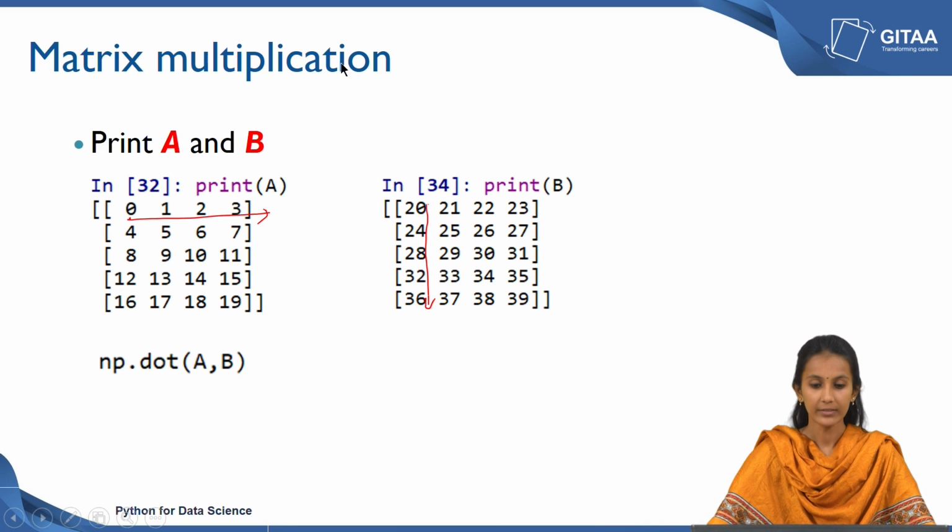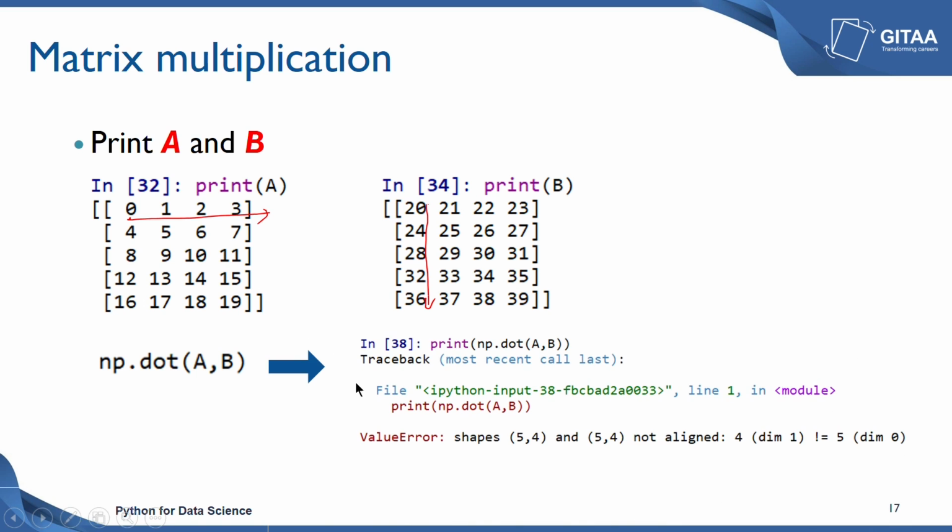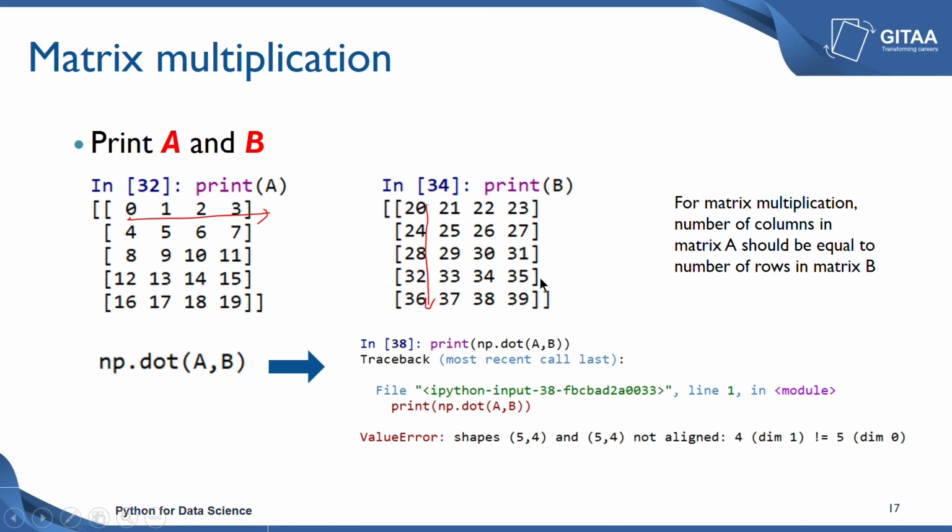So it multiplies 0 into 20 plus 1 into 24 plus 2 into 28 plus 3 into 32. Let's see what is the output which you are going to get. So it throws up an error, value error, shapes (5,4) and (5,4) not aligned. Yes, for the A matrix we have the dimensions 5 cross 4. For the B matrix we have again 5 cross 4.